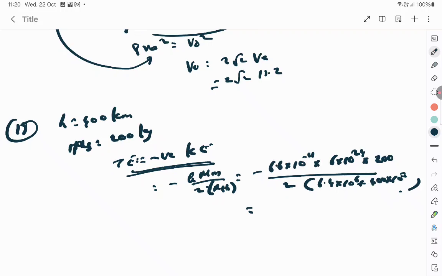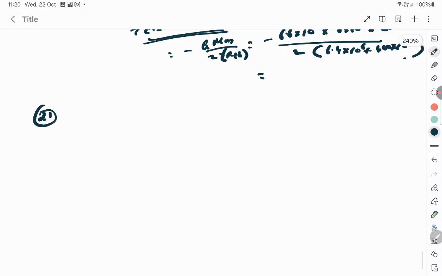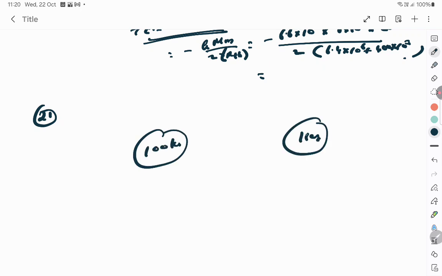In the order that I did in the class, I went for the 21st question. The two heavy spheres of mass 100 kg and radius 0.1 meter are placed 1 meter apart on the table. So mass, this is also 100 kg, this is also 100 kg. Of radius 0.1 meter. This radius is also 0.1 meter. It's placed 1 meter apart.